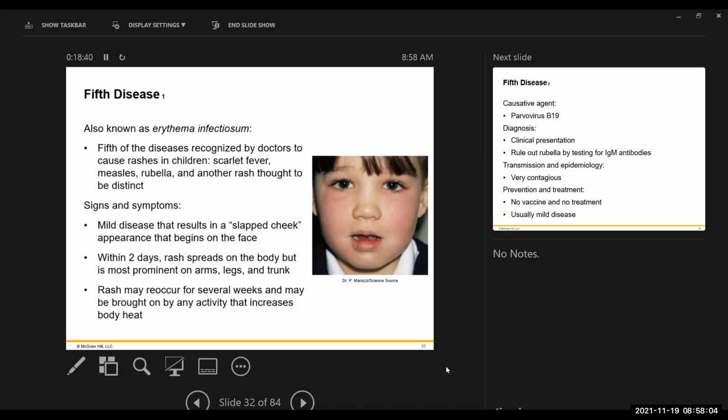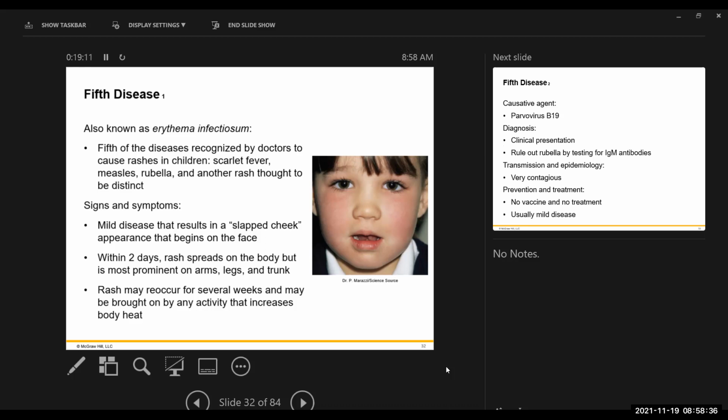This is also called erythema infectiosum. This is caused by parvovirus B19. This is a single-stranded DNA virus. Usually transmitted through respiratory droplets.